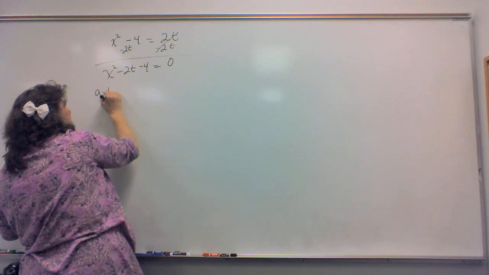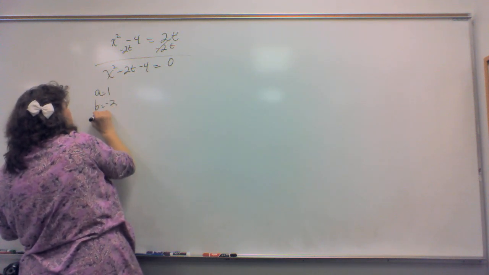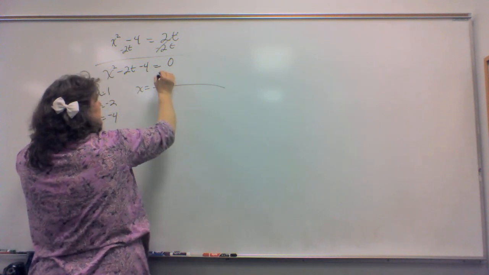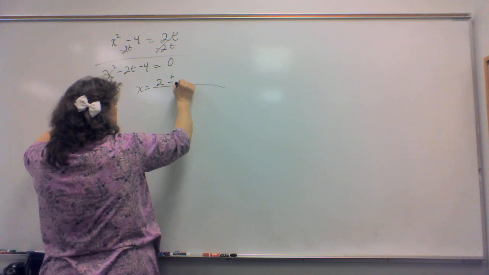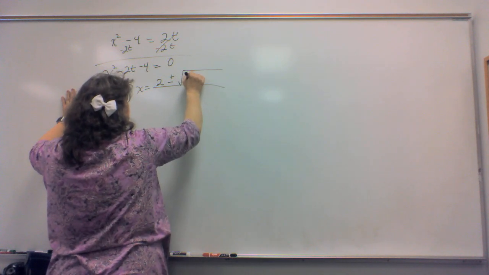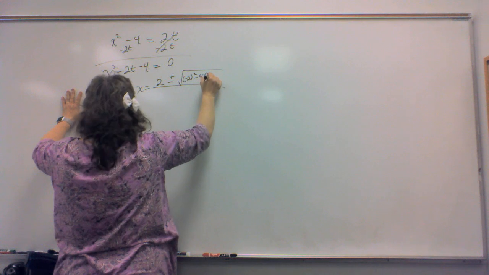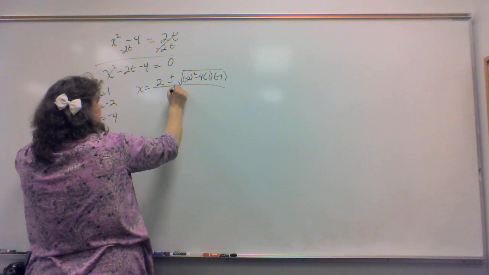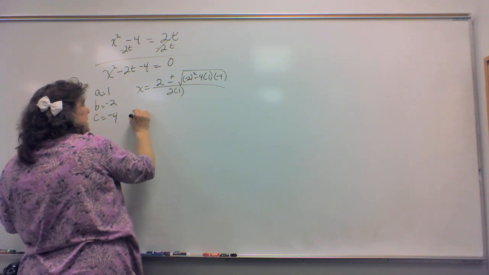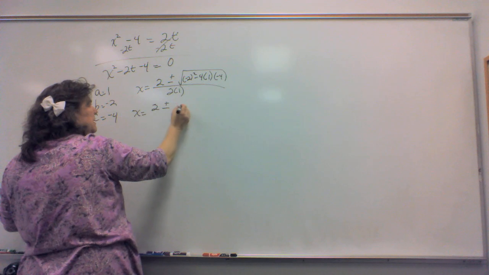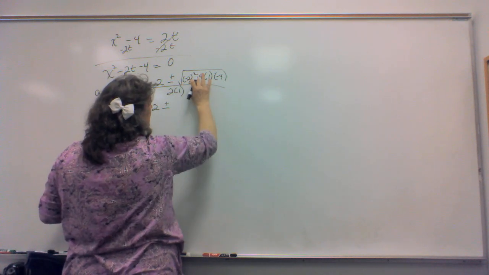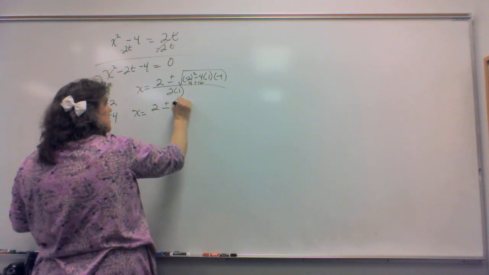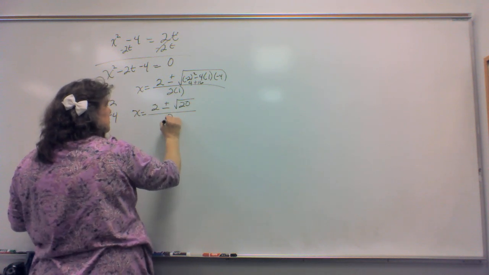So a is equal to 1, b is equal to negative 2, c is equal to negative 4. So x equals the opposite of negative 2, which is 2, plus or minus the square root of negative 2 squared minus 4 times 1 times negative 4, all over 2 times 1. So x is equal to 2 plus or minus, this is 4, 4 times 4, that's 16, 4 plus 16 will give you the square root of 20 over 2.